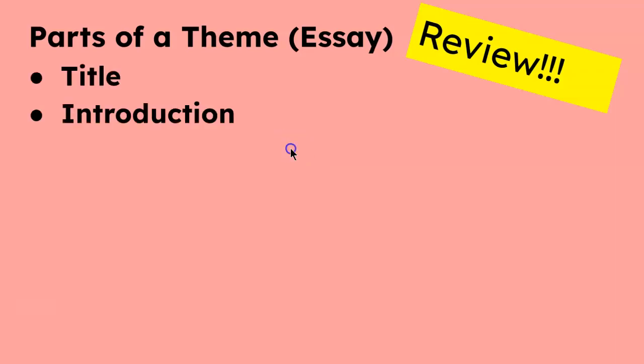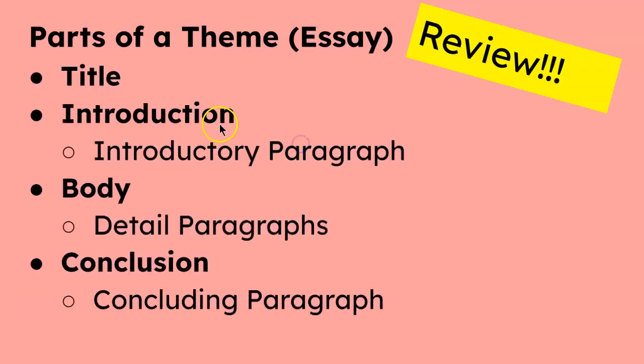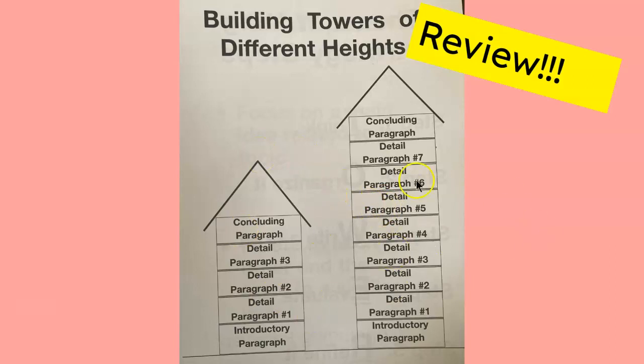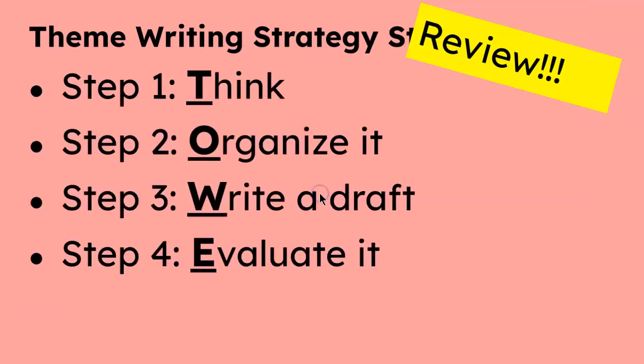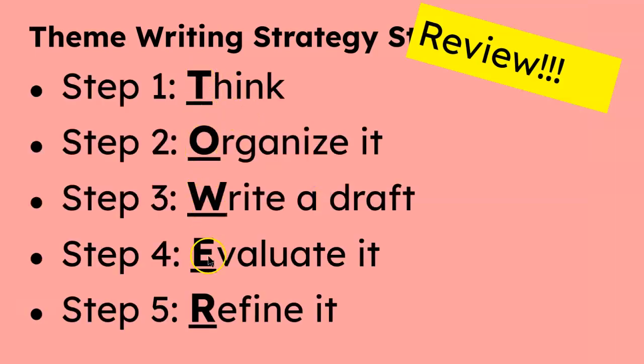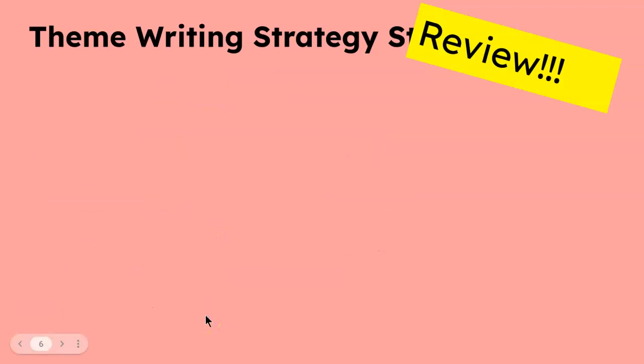So we know that we are working on our theme writing, and we're going to need titles, introductions, bodies, and conclusions to write a full theme. We're going to use these types of paragraphs, introductory, detail, and concluding, to write our themes. We talked about how we're building essays of different heights, towers of different heights, and then we know that our strategy is the tower strategy. So we are using this strategy to fill out one of the diagrams like here.